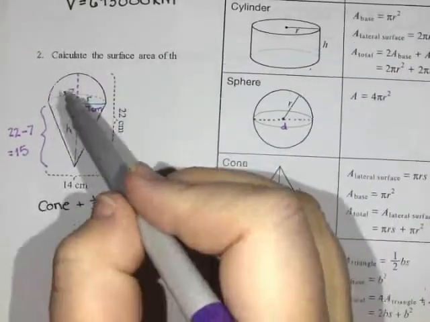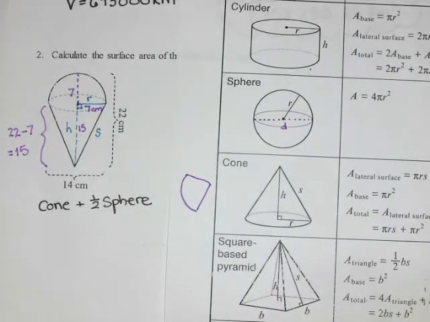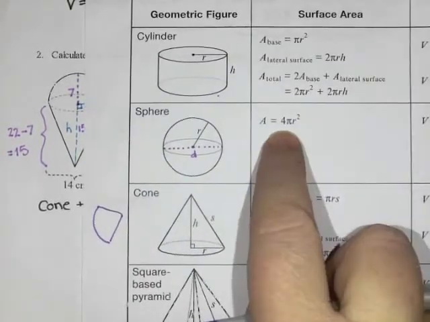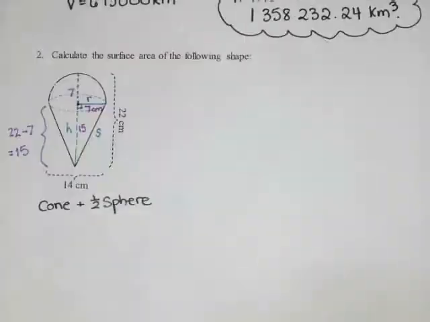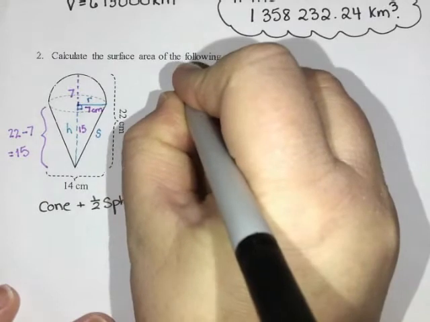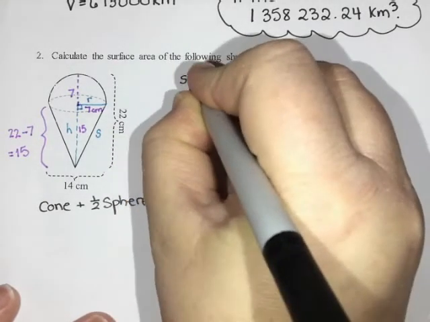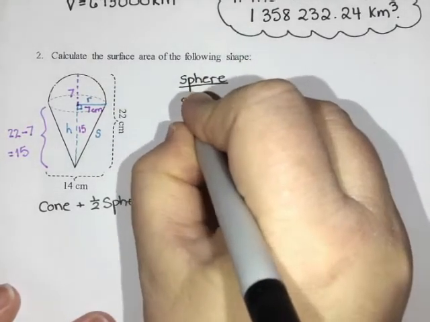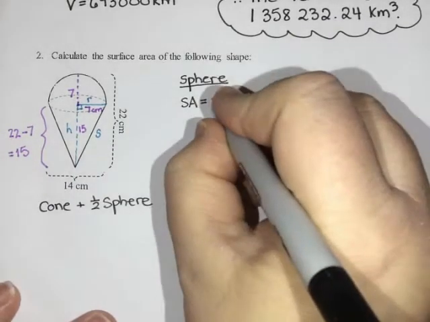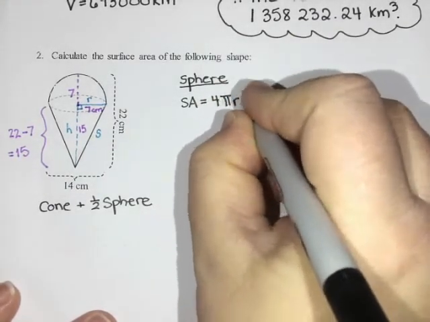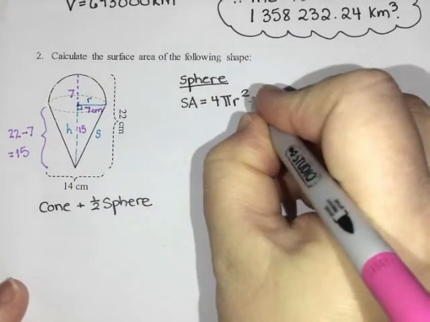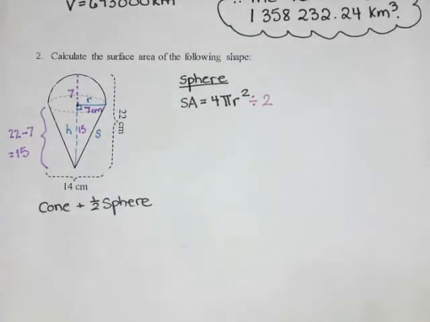Okay. So I think since I know the radius, I'm going to start with the sphere, and I'm going to try to find the surface area of half of the sphere. So the formula for the surface area of a sphere is 4 pi r squared. So I'm going to start by saying, I think we're going to label the sphere first. So surface area, you can just write A instead of SA for surface area, is 4 pi r squared. And since it's only half of a sphere, I'm going to divide that by 2 so that I only get half of the surface area.